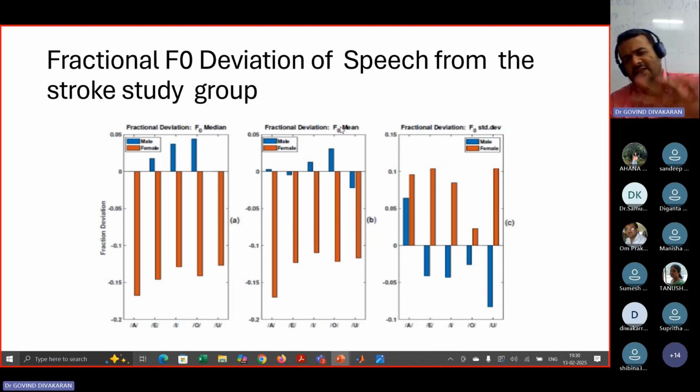Yesterday, a similar result was shown in Dr. Prashanta Ghosh's talk, where he showed a similar sort of analysis for ALS and PD patients. We are getting a similar one. The idea is that F0 is able to discriminate between healthy speakers and stroke-impaired or dysarthric patients.